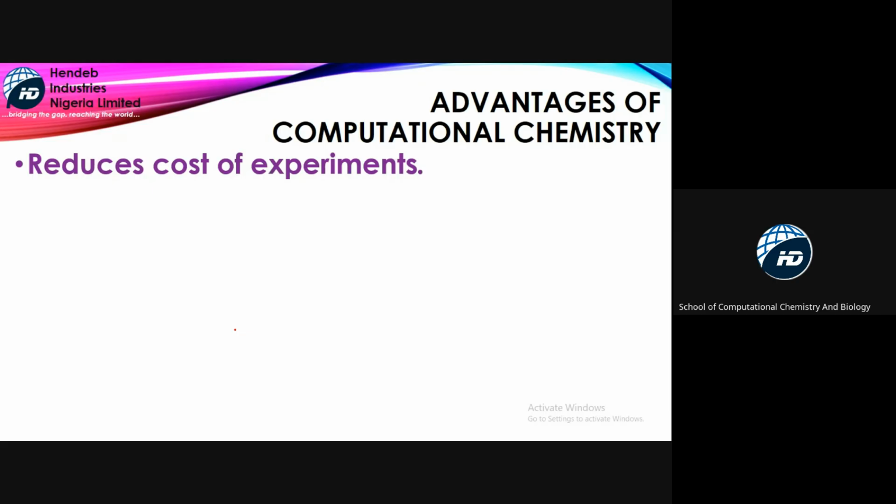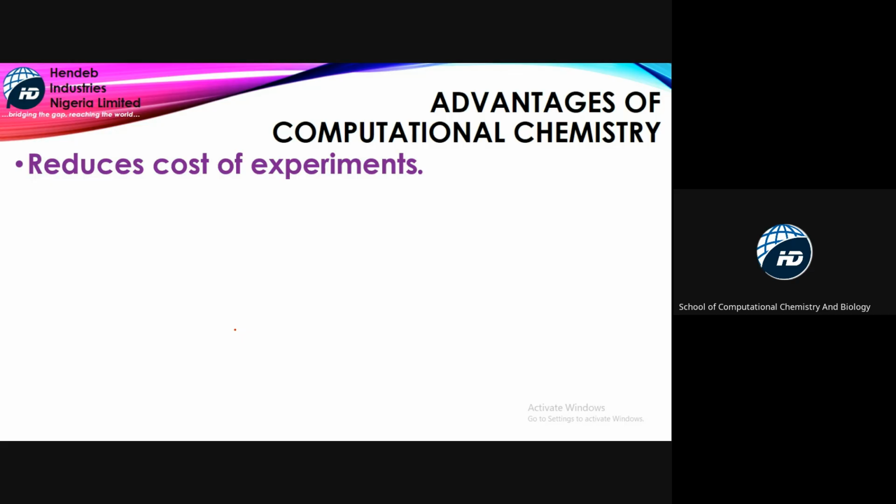Then the advantage of computational chemistry is that it helps to reduce the cost of experiments that ought to be expensive in the lab. Once you have good knowledge of computational chemistry, you can reduce those costs. Take for instance, you want to identify a lead compound from moringa leaf, and you are able to identify 1,000 compounds, and now you want to know the lead. You want to identify the lead compound for a disease.